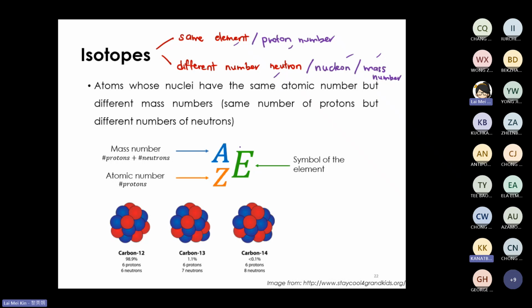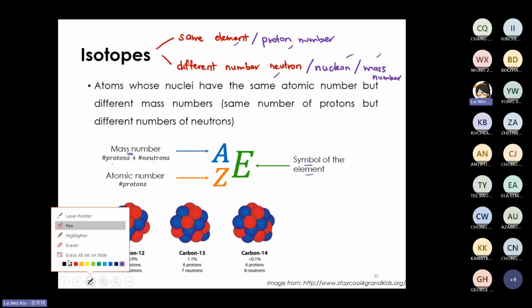So this symbol we have revisited just now. This is the symbol of the element. This is the mass number. Mass number means proton plus neutron, and this is the atomic number.